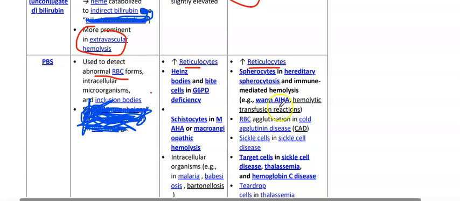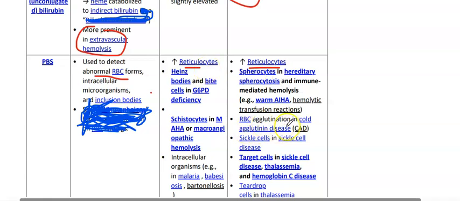In extravascular hemolysis, we will have an increased retic count and spherocytes, in hereditary spherocytosis and immune-mediated hemolysis like warm autoimmune hemolytic anemia and hemolytic transfusion reactions. So spherocytes are present in both hereditary spherocytosis and immune-mediated hemolysis. To differentiate between them, we can do the direct antiglobulin test. As hereditary spherocytosis is non-immune mediated, it will be negative, and it will be positive in immune-mediated hemolysis.